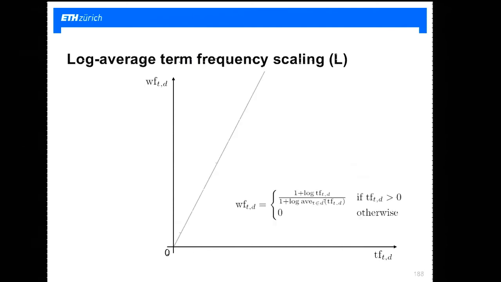And I think there is a fifth, which is the log average term frequency scaling. And this formula looks complicated, but really what it is about is the curve. So the curve is more like that, where it's not exactly linear, it's a little bit less, but you also get this kind of logarithm curve.